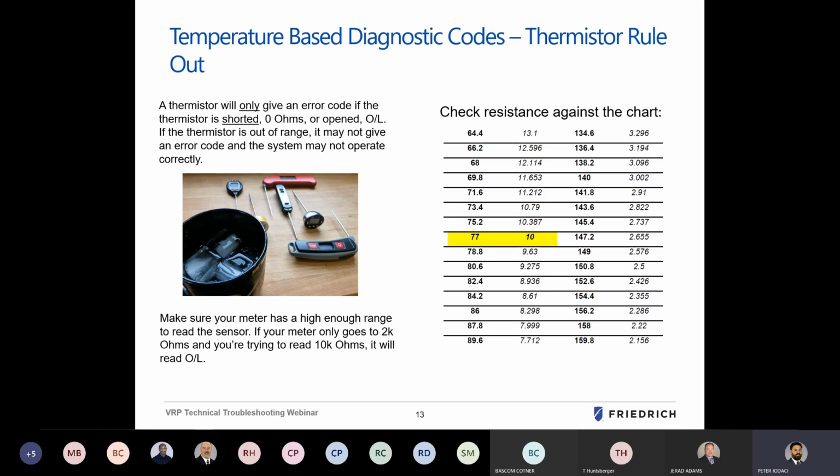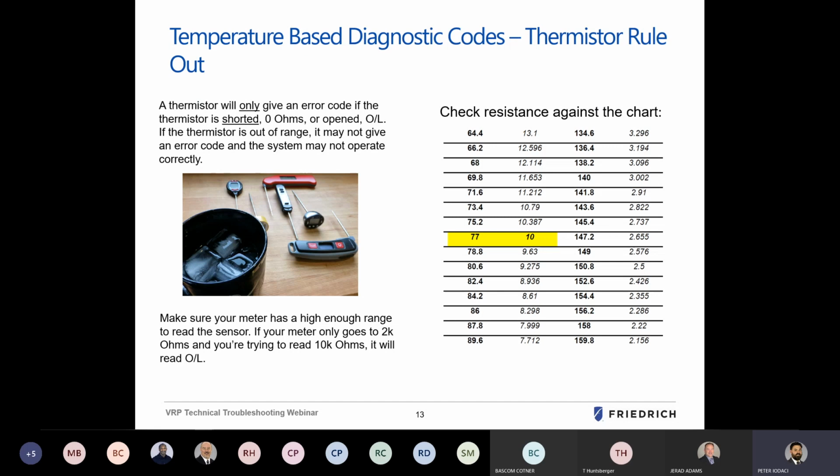So being a 10,000 ohm sensor, you can use a 10,000 ohm resistance chart to see where that sensor should or shouldn't be, based on the ambient temperature. If the sensor is easily accessible, you can remove it and put it in an ice bath to make sure it is the proper ohm value at about 32 degrees Fahrenheit. If so, we can assume that the sensor is probably good.